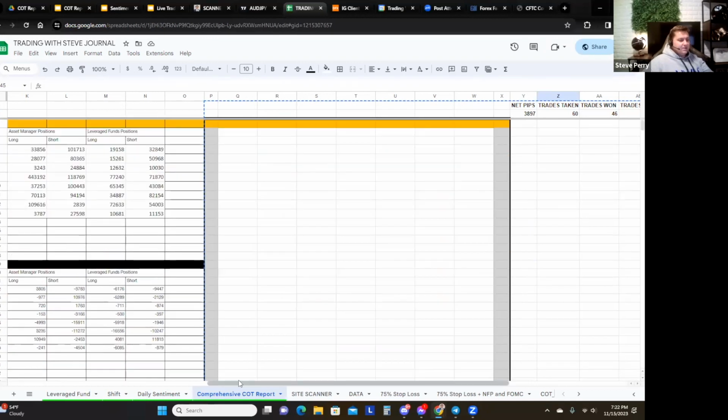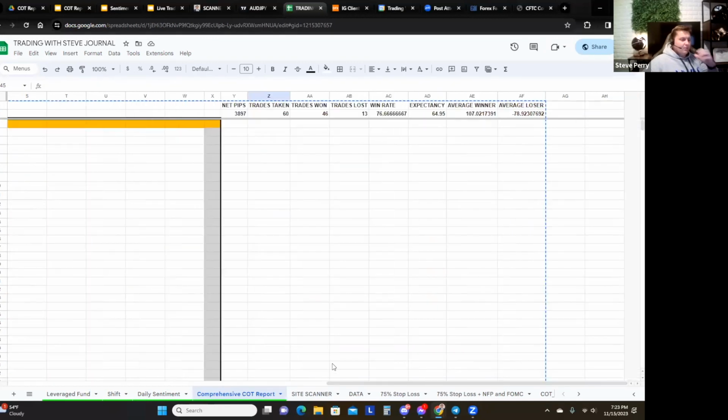And I back tested this like 9 or 10 months or 11 months, I can't remember. And if you just take the top two trades, you would have made 3,897 pips. There would have been 13 losers. So again, nothing's perfect. I do got to make that clear. You will have some losers and 46 winners. Win rate was 77%.